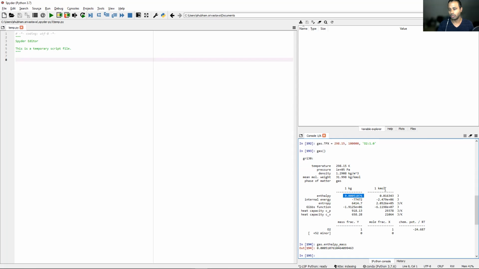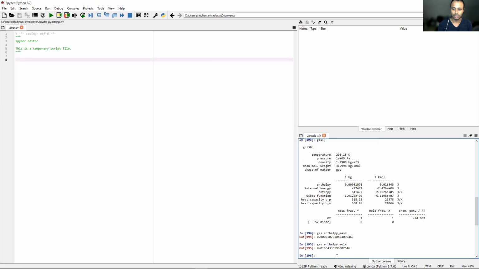There is also per mole, and you can find that by replacing mass by mole, and see it is the same number. So this number here is joules per kilomole, sorry, per kilomole. And this number here is joules per kg. So if you see, these numbers are very close to zero. The reason is that the thermodynamic state of this gas is the standard state, and at standard state, oxygen has a zero enthalpy. And that is why you see this.